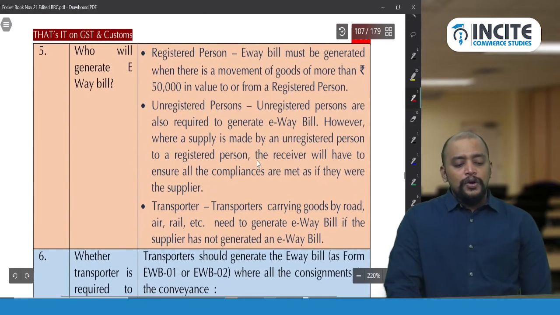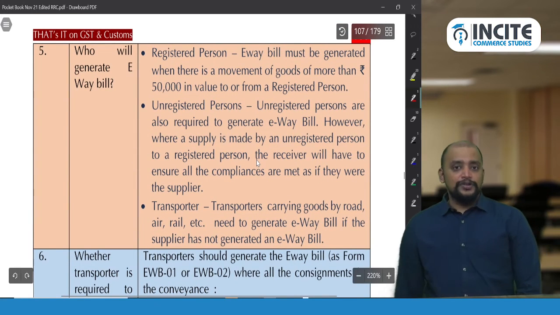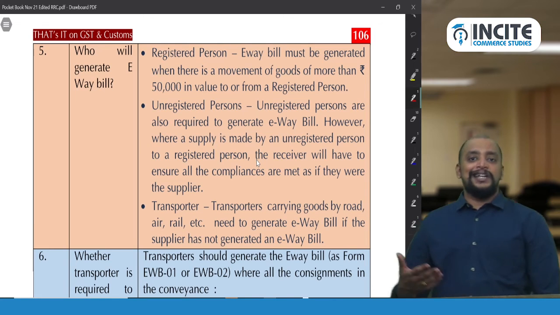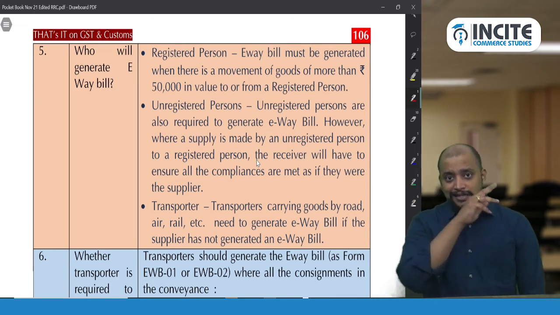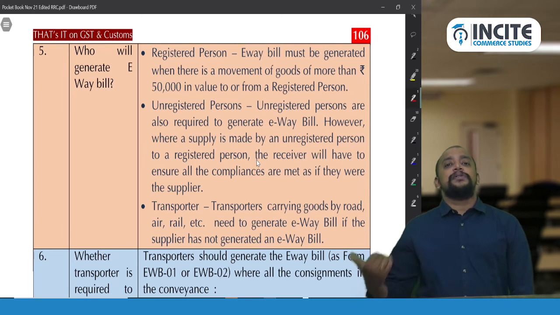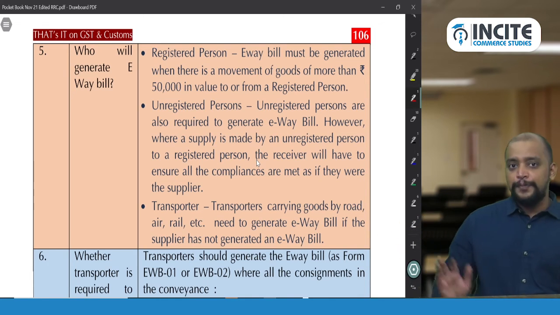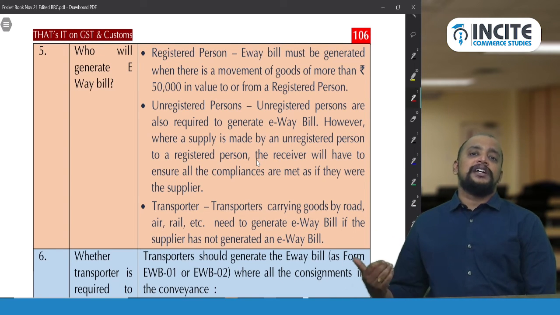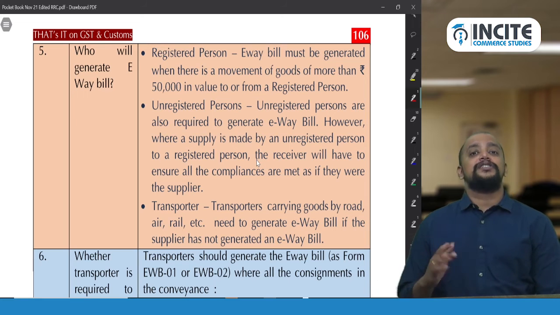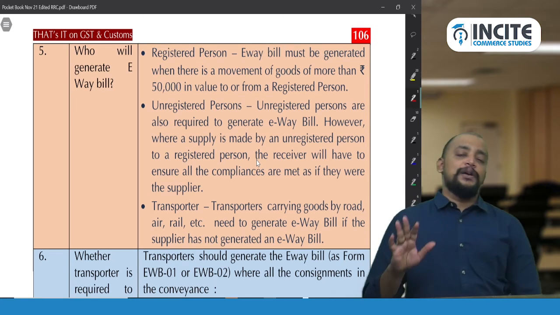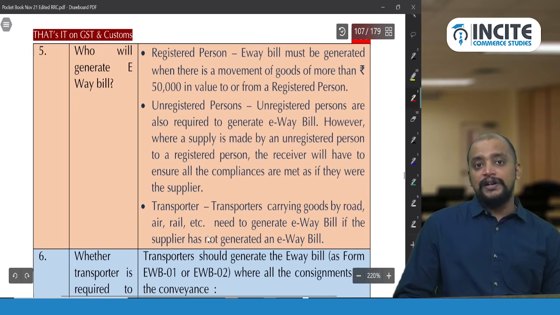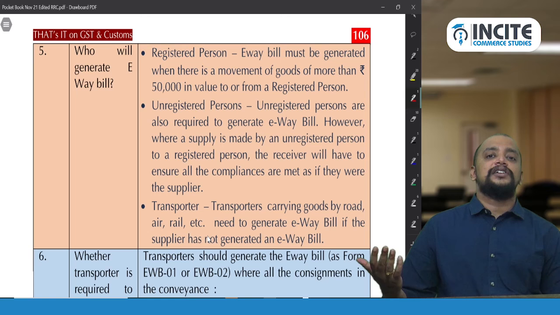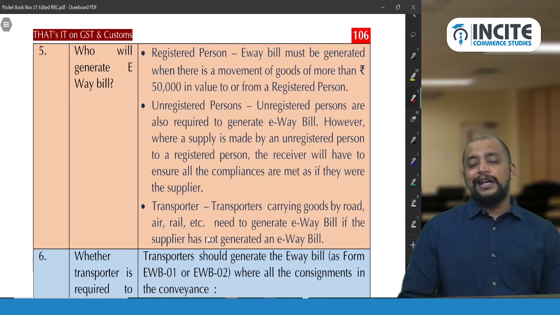And then, who will generate e-way bill? Suppose there is a registered person who is causing movement of goods, so that registered person, being a supplier, will generate e-way bill. Suppose the supplier is unregistered and the recipient is registered, then the recipient is causing movement of goods, so the recipient will generate e-way bill. Suppose both supplier and recipient are unregistered, then the transporter will generate e-way bill with respect to these goods, because these are taxable goods. So in case of taxable goods, e-way bill needs to be generated. So the transporter will generate. Alternatively, supplier and recipient can generate e-way bill by declaring themselves as citizens of India. So with their permanent account number, they can generate the e-way bill.